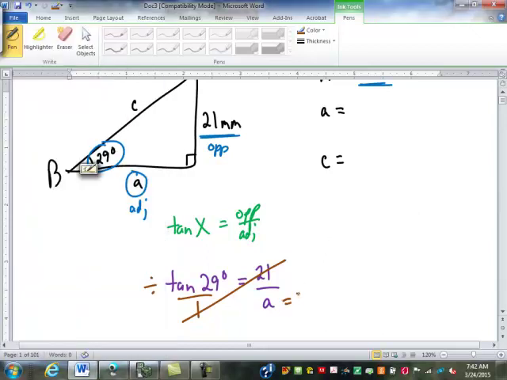37.89 millimeters. How many of you got that? Cool. How many of you didn't get that far?